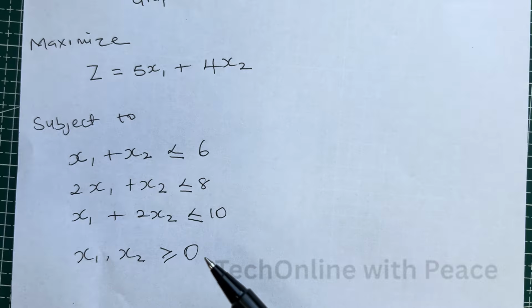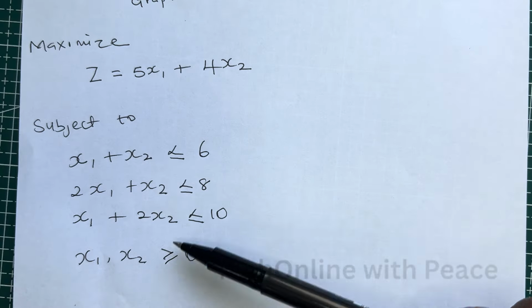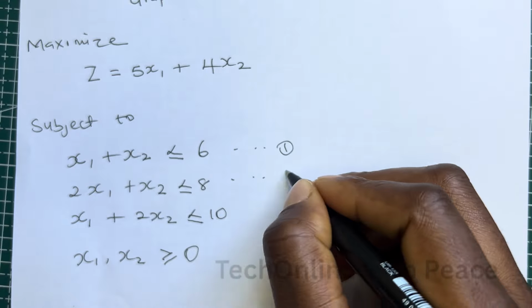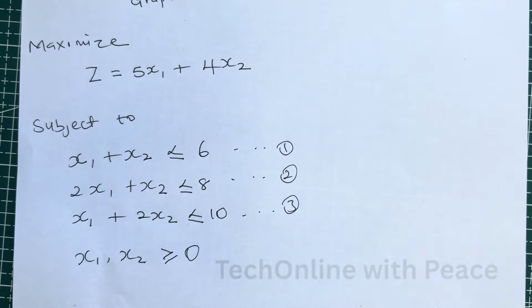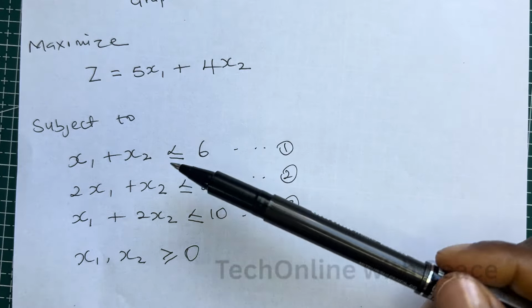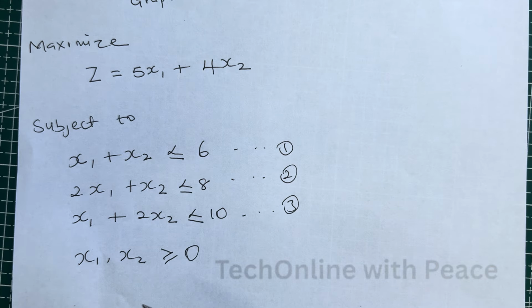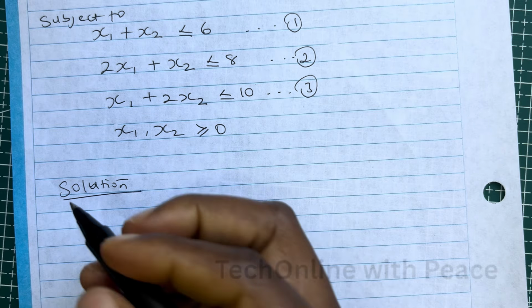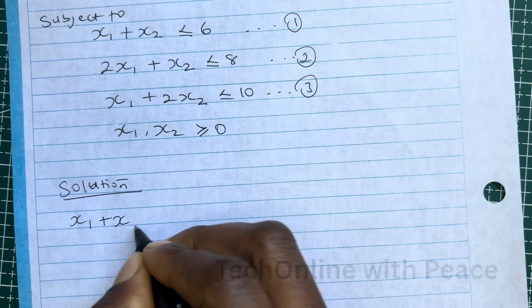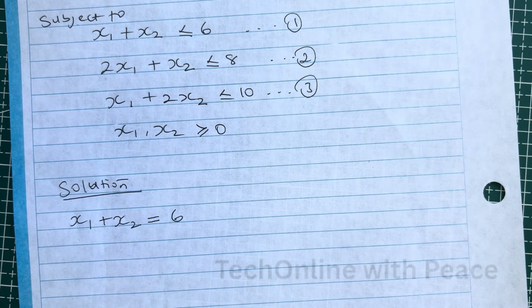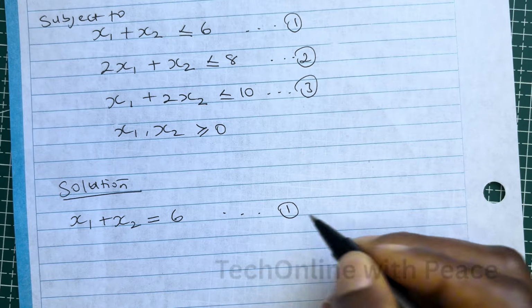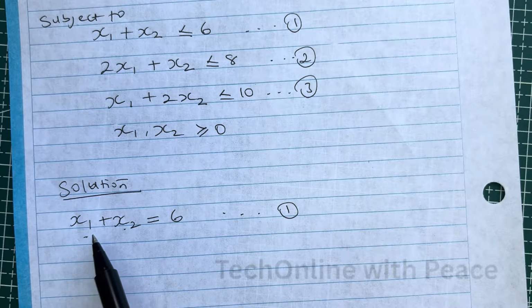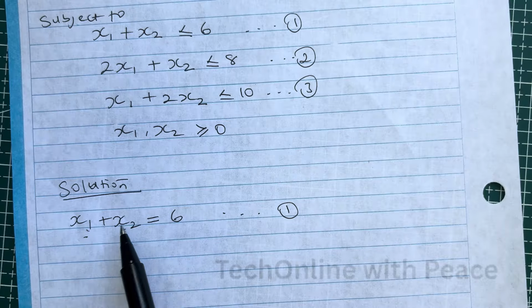So first of all, to solve this problem, this is our constraint. We have three constraints here. We have constraint 1, this is the second constraint, and this is the third constraint. So we are going to convert this inequality to an equality sign before we solve this problem. Converting this to an equality sign, we consider for constraint 1, which says x1 plus x2 equal to 6. In this equation, we are going to find the value of x2 when x1 is 0, and we are going to find the value of x1 when x2 is 0.